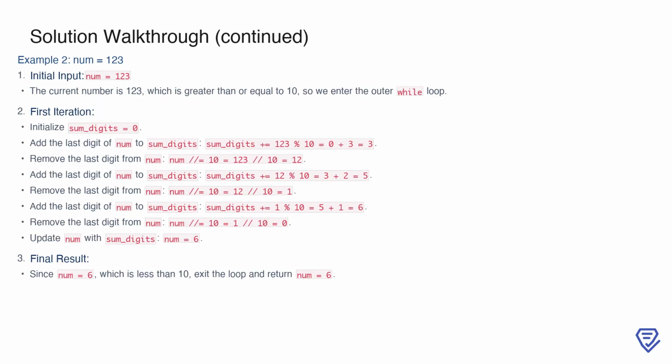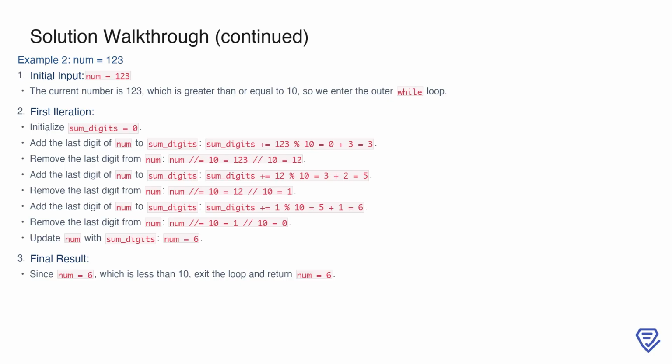In another example, the input number is 123. Since 123 is greater than or equal to 10, we enter the outer while loop. In the first iteration, we initialize sum_digits to 0 and start processing the digits of 123 in the inner while loop. First, we add the last digit, 3, to sum_digits, resulting in a value of 3. We then remove this last digit from 123, leaving 12.